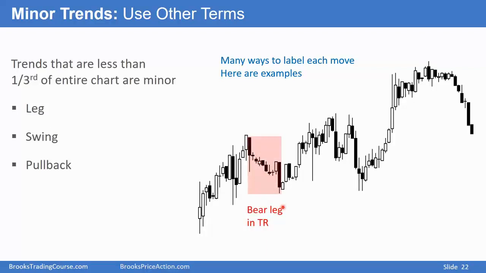So this is a bear leg in a bull trend, but you expect the bull trend to resume, so it's a pullback. And here we have a very strong breakout, and I would say it's another swing up. You can call it a bull leg, but when it's strong enough for a swing trade, I tend to use the term swing trade. And then here we have a pause after a bull breakout, and I would call that a pullback, a bull flag.